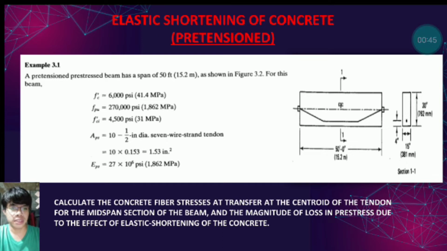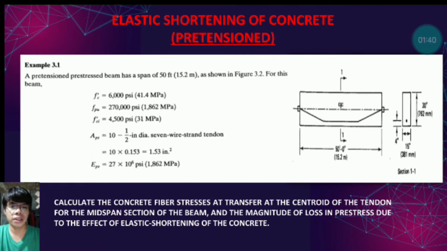1. We have the compressive strength of the concrete at 6000 psi. Number 2, we have the ultimate tensile strength of the pre-stressing tendon at 270,000 psi. Next, we have the initial compressive strength of the concrete at 4,500 psi. We also have the area of the pre-stressing tendons. We have 10 of 1/2 inch diameter 7-wire strand tendons. I will explain later how it came to 1.53 square inches. We also have the beam dimensions: the height of 30 inches, width of 15 inches, and the height of the tendon from the bottom fiber of 4 inches. And finally, we have the modulus of elasticity at 27 by 10 raised to 6 psi.